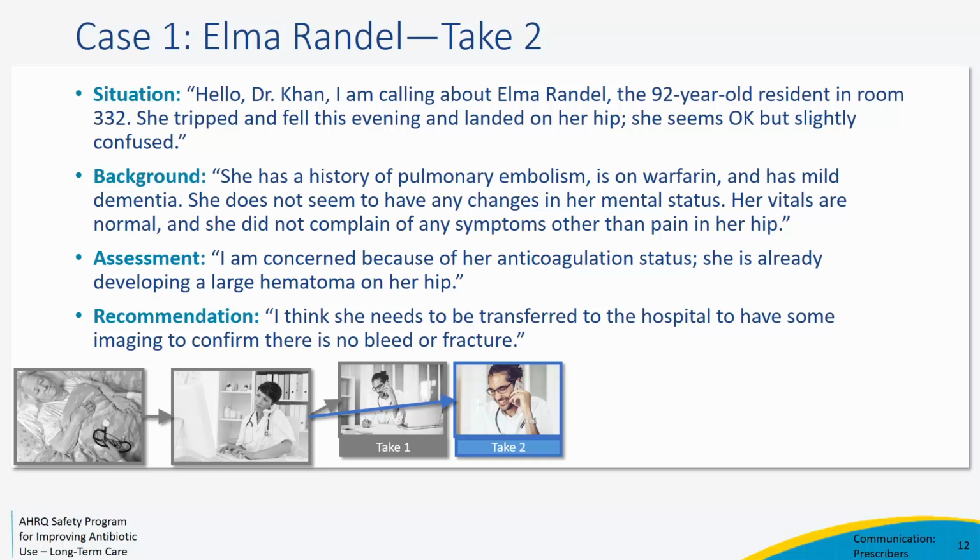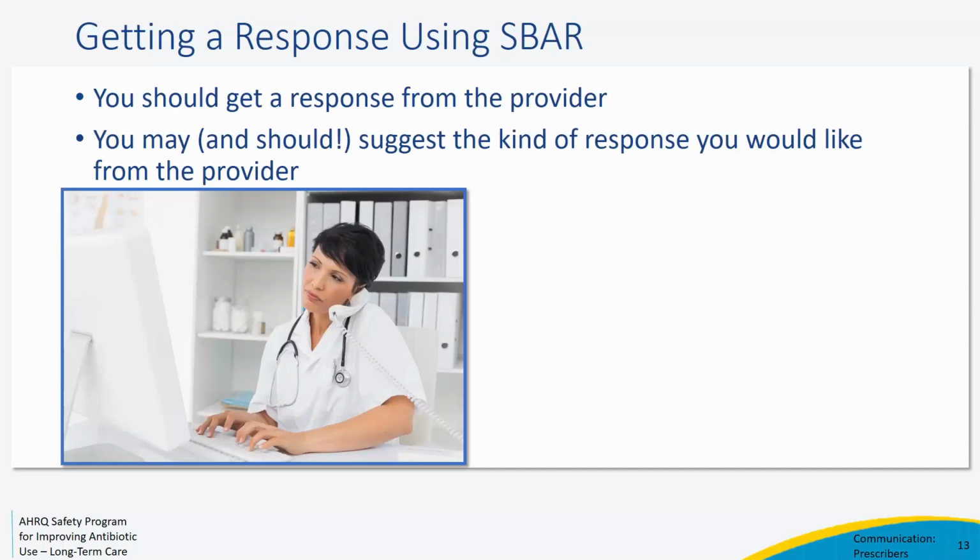Assessment: I am concerned because of her anticoagulation status. She is already developing a large hematoma on her hip. Recommendation: I think she needs to be transferred to the hospital to have some imaging to confirm there is no bleed or fracture. Remember take 1 of this call? The nurse hung up the phone feeling uncomfortable with the response she got from the provider. Getting a response is also an important component of the SBAR format.